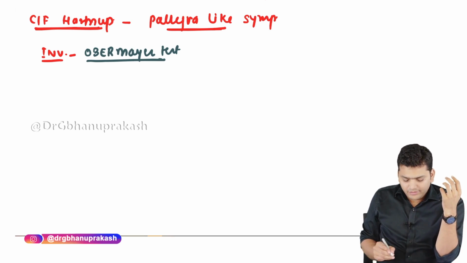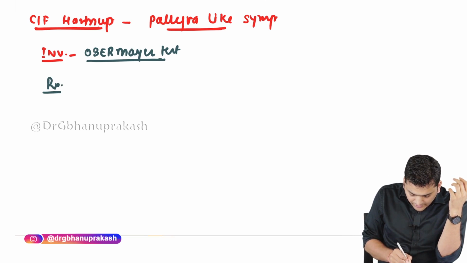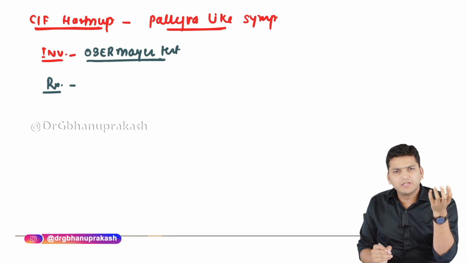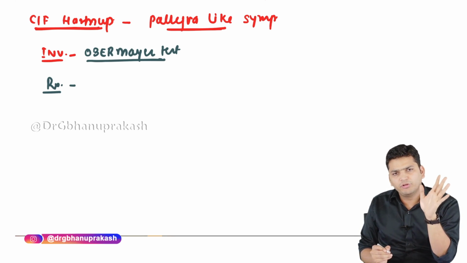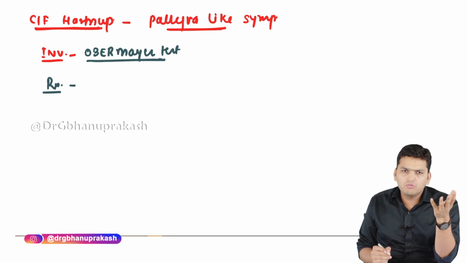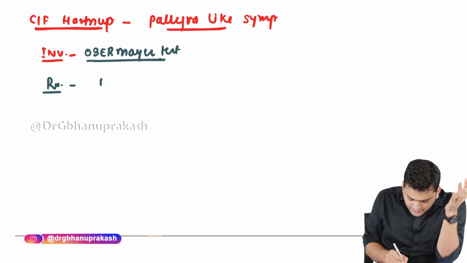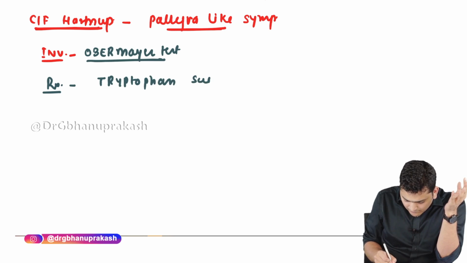Now, what is the treatment? The treatment is you need to supplement more tryptophan. See, the mutated channel, we cannot reverse it. Once there is mutation, it is going to remain there. So, how to overcome this situation? You need to give excess tryptophan supplementation.